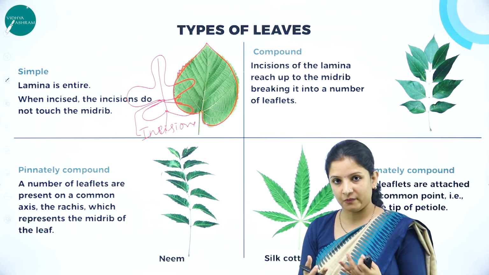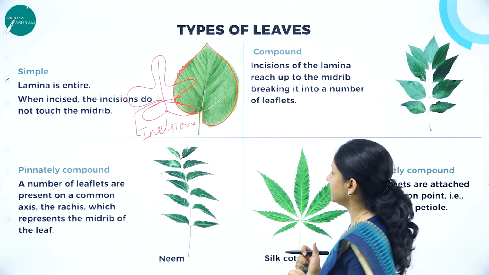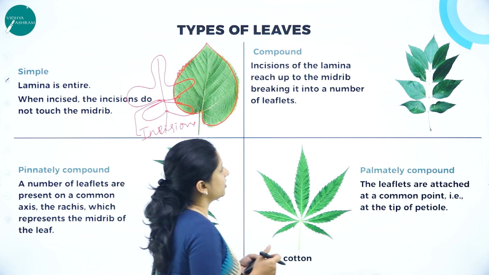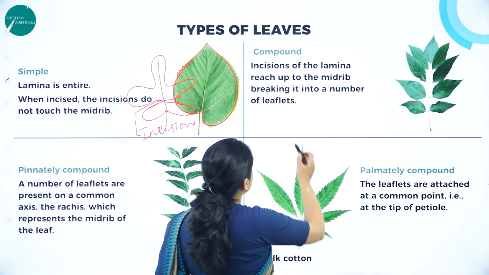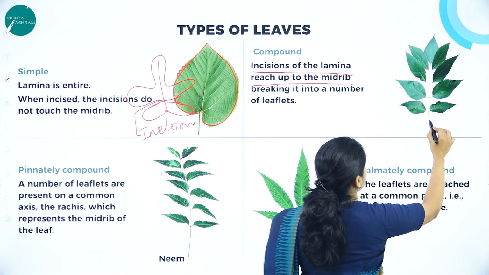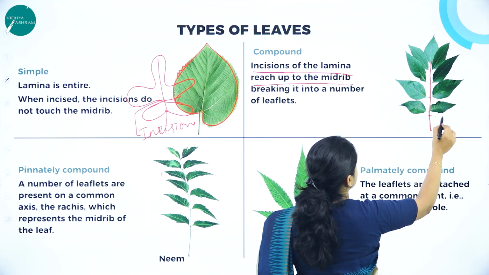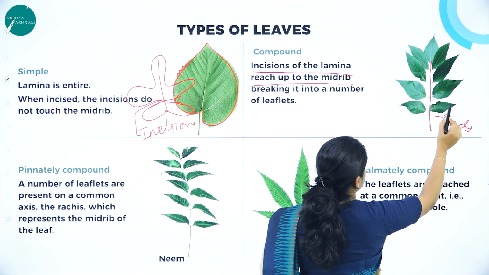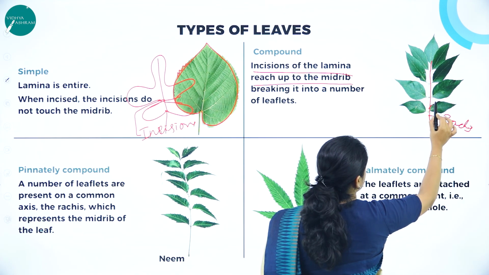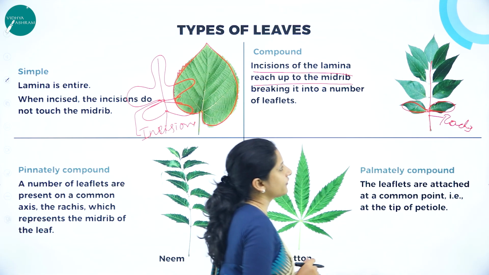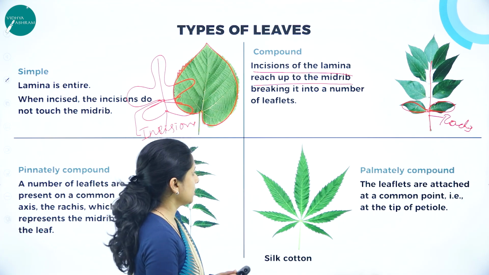If they don't touch the midrib, it is also an entire leaf or a simple leaf. Next, talking about compound leaf. Here, in compound leaves, we can see the incisions of the lamina reach up to the midrib. So we have the entire midrib here, which is called the rachis. And here, all the leaves will touch the midrib. So that kind of arrangement is called compound leaves.